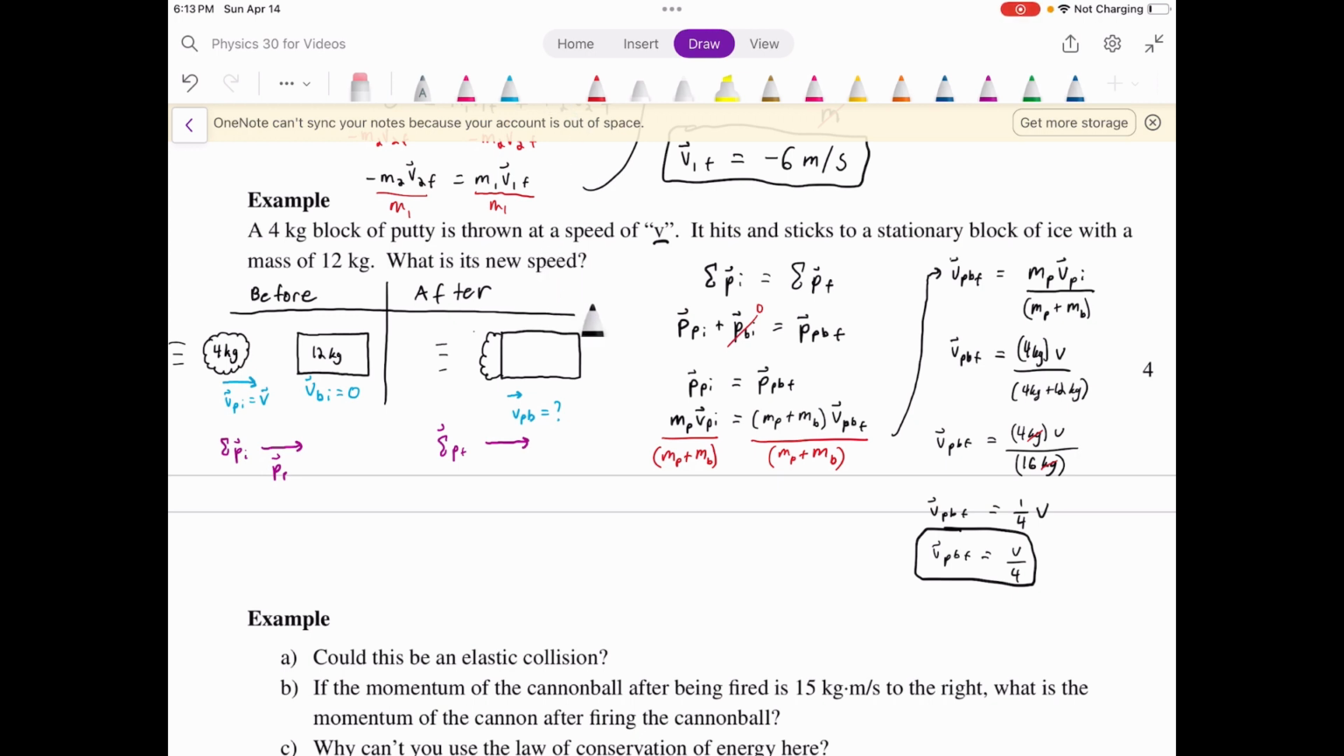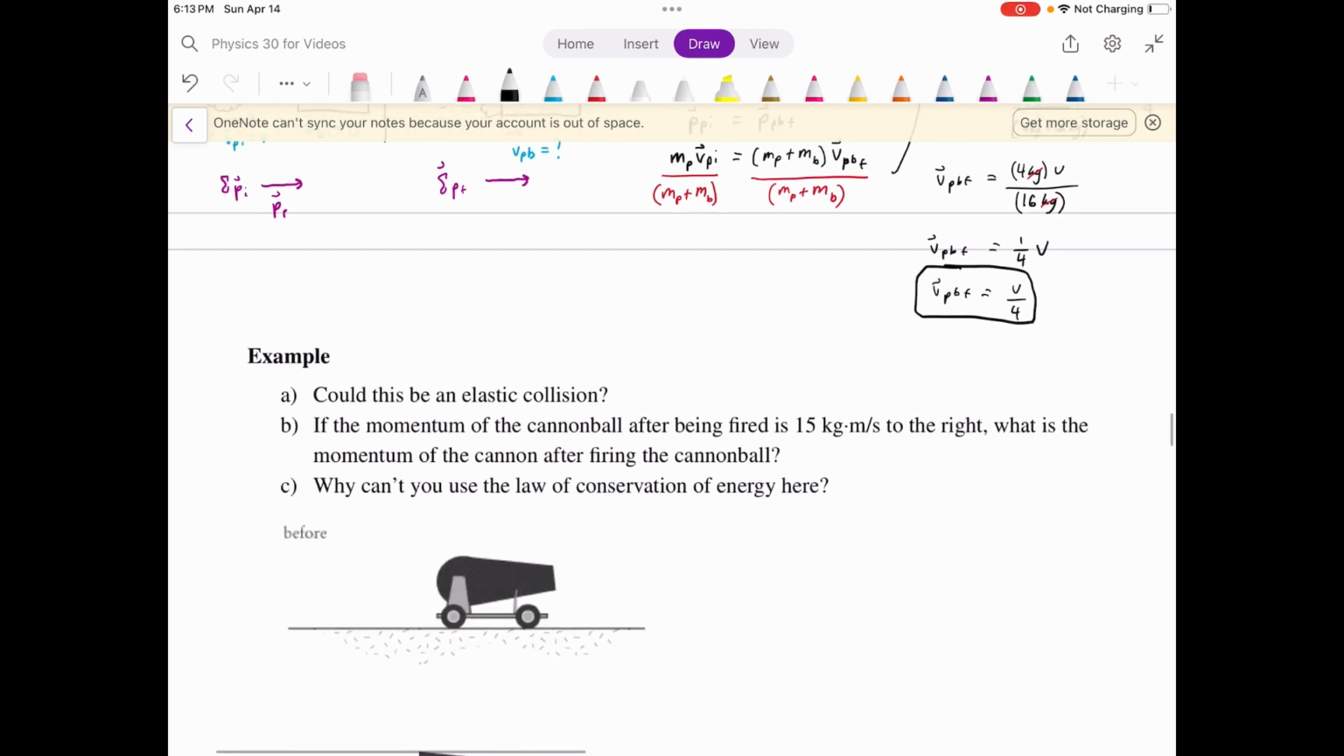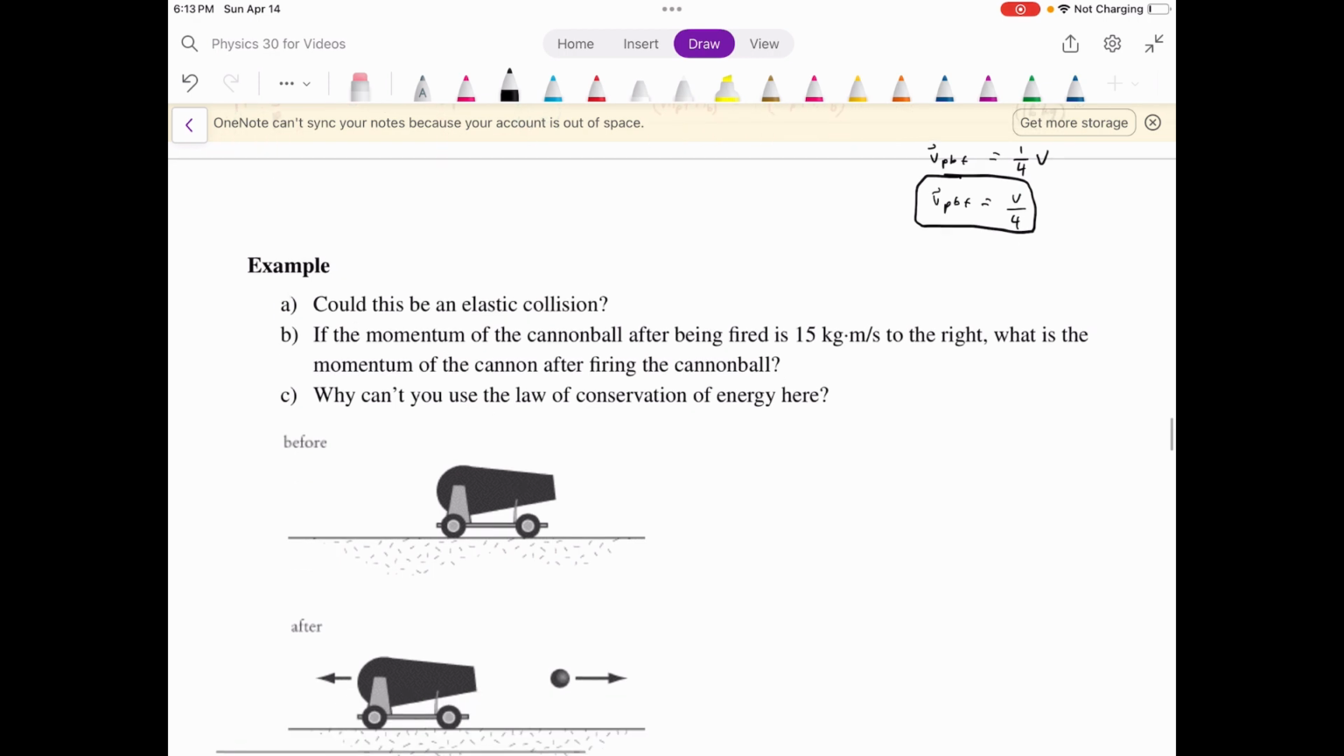So just be aware again, be careful. A common student mistake with these is to act like there's a law of conservation of velocity, right? There's no law of conservation of velocity, law of conservation of momentum. So mass times velocity needs to be the same before and after, total for all objects. All right, let's try this one here with a cannonball explosion.